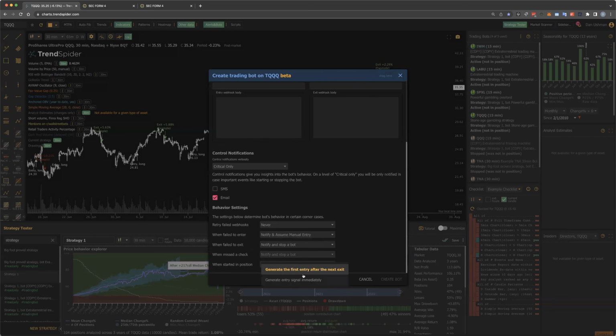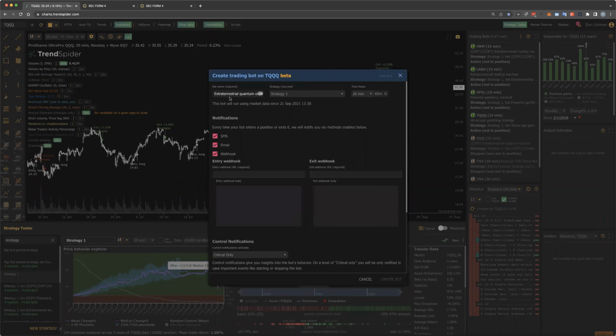Similarly, you can tell it what to do if you start the bot and it should already be in a position, like that backtest would have entered already. Should it jump in right now, or should it wait for the next entry signal to come in? So you have a lot of control over this, a lot of power.